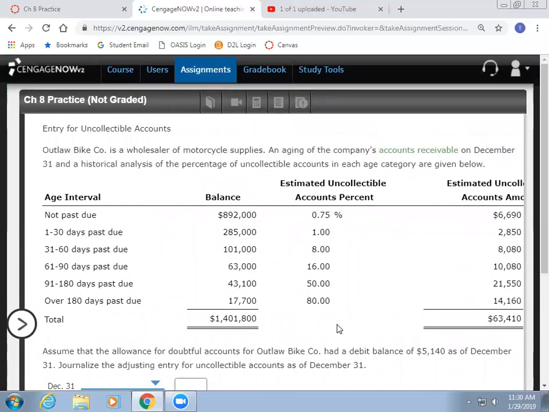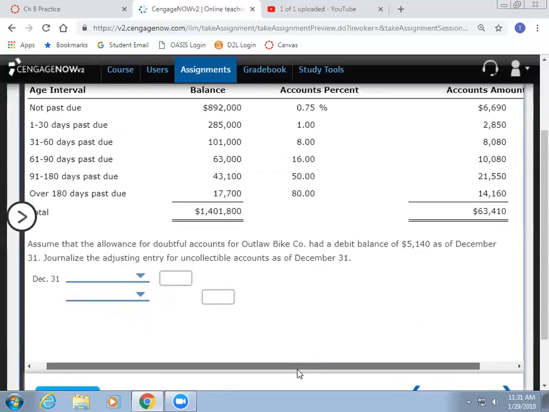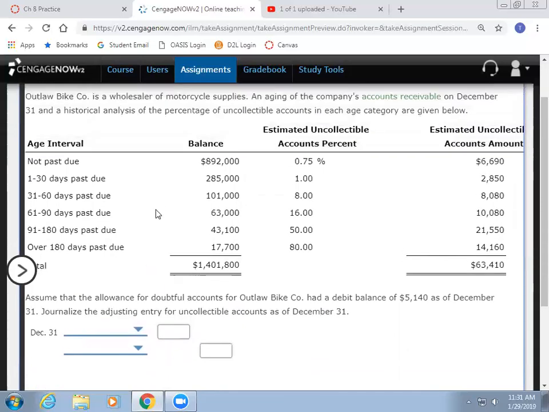And here we're really looking at another example with it all together, so we can kind of just practice. So it says, Outlaw Bike Company is a wholesaler of motorcycle supplies. An aging of the accounts receivable on December 31st and a historical analysis of the percent of uncollectible accounts in each age category are given below. So they're just showing us at the end of the year, December 31st, our accounts receivable balance is $1,401,800. Okay, and then they're showing, you know, not yet past due, $892,000. We estimate 0.75% of that is uncollectible.